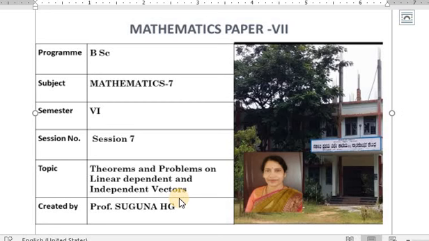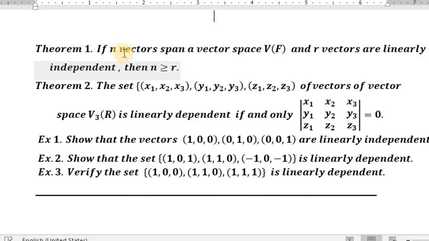In this video, I am presenting you a few theorems and problems on linearly dependent and independent vectors. Here we are going to discuss Theorem 1. If n vectors span a vector space V of F and r vectors are linearly independent, then n is greater than or equal to r. So this is Theorem 1.